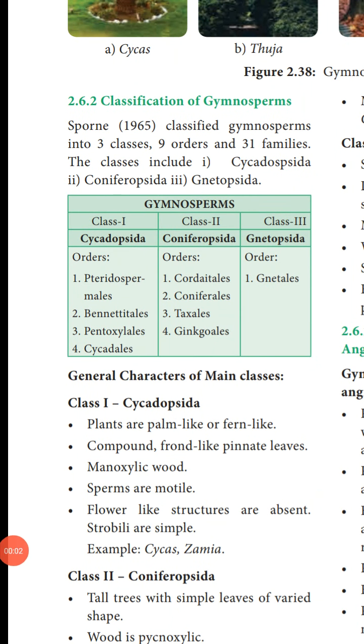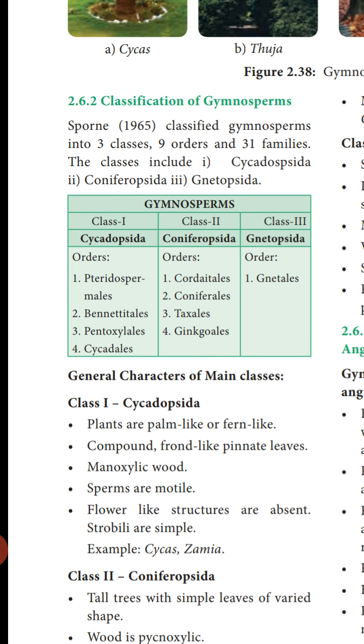Okay, children, in this video we are going to study the classification of gymnosperms, and next we'll be studying cycads in detail. Now, classification of gymnosperms. Sporne, in the year 1965, classified gymnosperms into three classes, consisting of 9 orders and 31 families. The classes are first Cycadopsida, second Coniferopsida, third Gnetopsida.